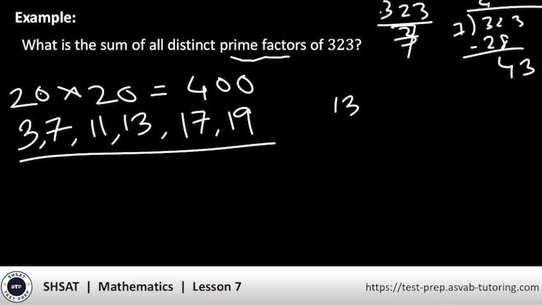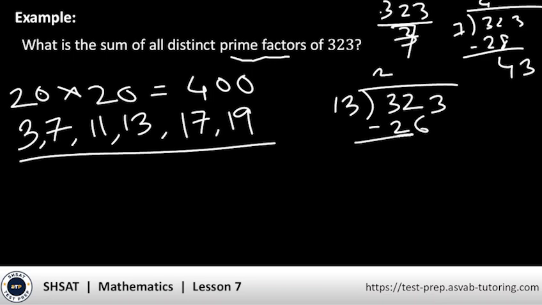If we do 323 with 13, let's see, because 13 times 2 is 26. So 26, 27, 28, 29, 30, 31, 32.